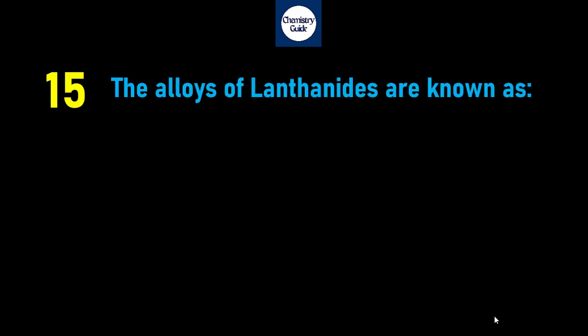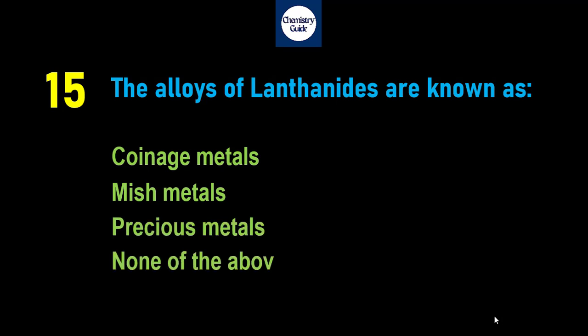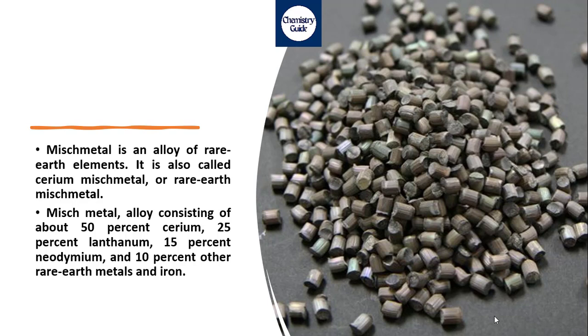MCQ number 15. The alloys of lanthanides are known as coinage metals, misch metals, precious metals, none of the above. The right answer is misch metals. What are misch metals? Misch metal is an alloy of rare earth metals. It is also called cerium misch metal or rare earth misch metal. Misch metal alloy contains 50% cerium, 25% lanthanum, 15% neodymium, and 10% other rare earth metals and iron.